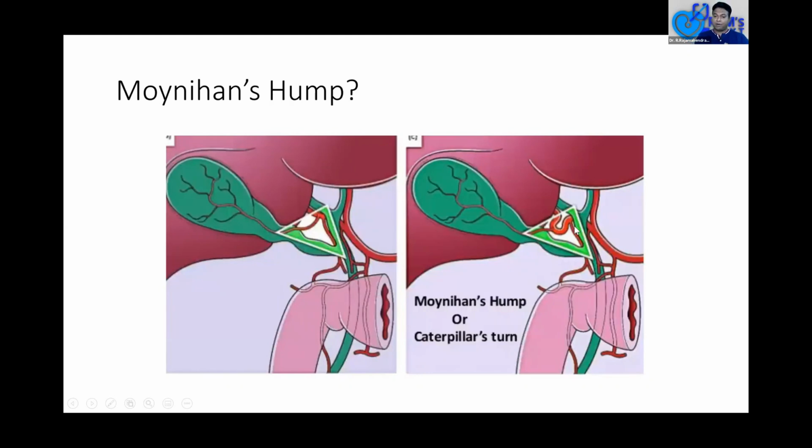So this is a picture directly from Bailey and Love. You can see this is a normal triangle of Calot. You can see the cystic artery entering into the gallbladder.